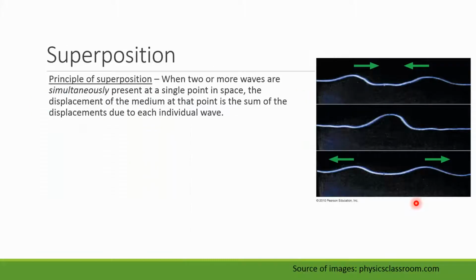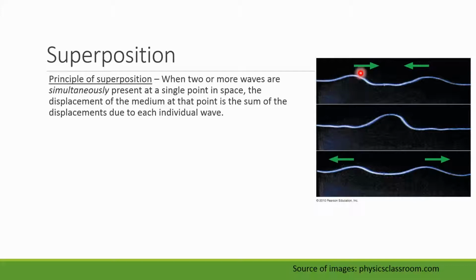So first, wave interference, and we talk about superposition. That means that when two or more waves happen to be simultaneously present at a single point in space, they can interfere with each other. The displacement of the medium at that point is the sum of the displacements due to each individual wave. You can see this most obviously in the ocean when you look at two waves coming at each other and what happens. If I had a string, this might also model it.